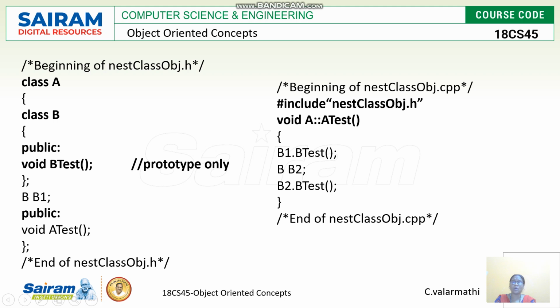Then the function of the superclass can be defined using the scope resolution, A test. Then B1.btest. Here B1 is the object, no? So this B1 object is treated as one data member of class A. Using that object I can invoke the btest function. And B2 is also a valid statement, where we are creating one more object of class B. Using the second object I am invoking the btest function. So these are all the valid ways and variations of nesting a class inside another class in C++.